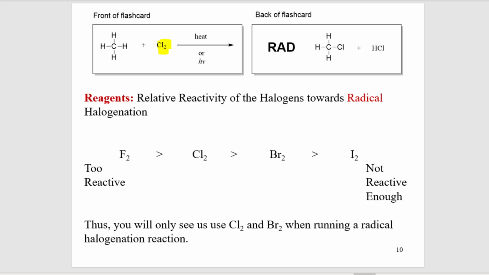the reagent. And what we'll find is that for fluorine, it's way too reactive. If you put fluorine and light, way too reactive. Iodine, it is not reactive enough with the light to get things moving, for the iodine radical to propagate. So what you're going to see is that for radical halogenation, the sweet spot is right in between there with chlorine and bromine. Thus, you're only going to see me giving you chlorine or bromine when running a radical halogenation reaction for an alkane. I just wanted you to be aware of that.